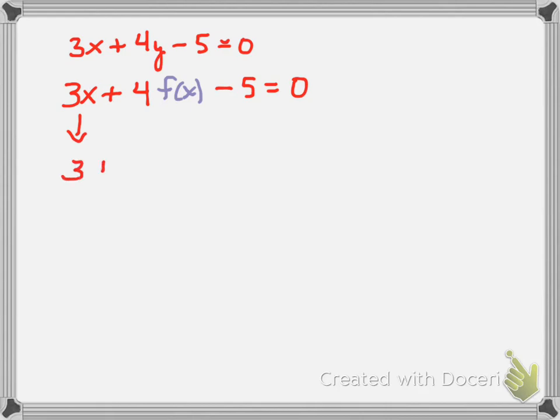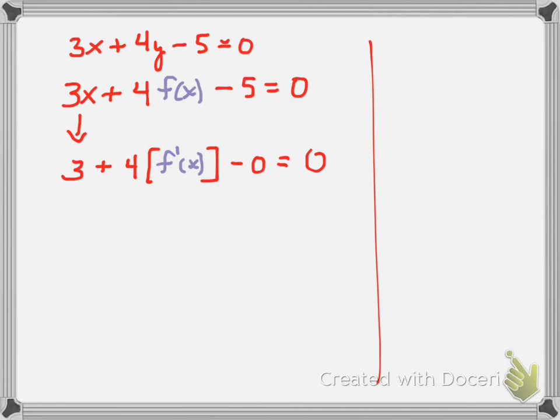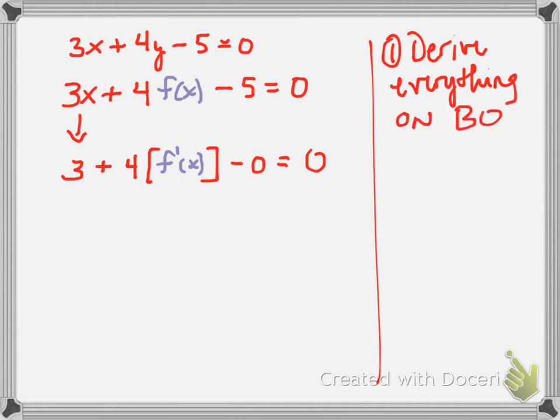Now here's where things get a little bit interesting, right? The derivative of 4 times the function is 4, because it's a constant, times the derivative of the function. So how do we write that? Well, it's just f prime of x. And then as we know, the derivative of 5 is just 0. Same thing over here. The derivative of 0 is just 0. So step 1 will be to derive everything, on both sides.